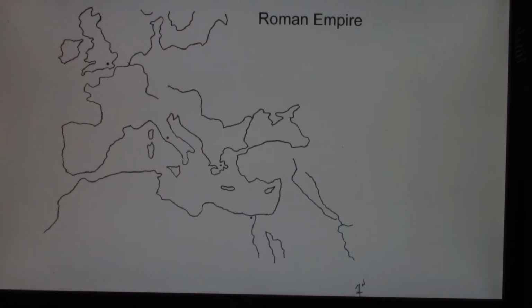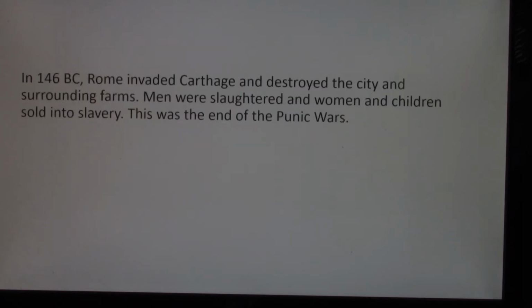Now, Rome has won the first battle of the Punic Wars. Rome has won the second battle of the Punic Wars. The last battle of the Punic Wars occurred in 146 BC. Again, Rome will go to Carthage because of a trade dispute and will destroy the Carthaginian army.